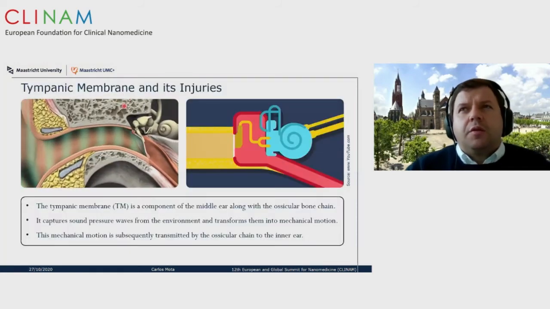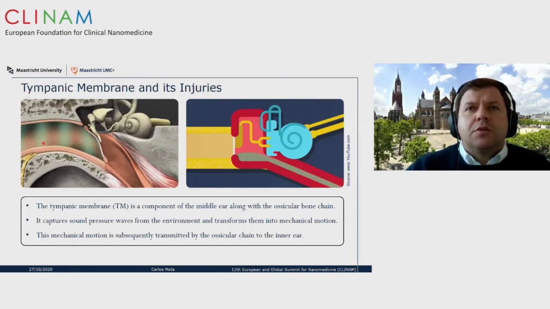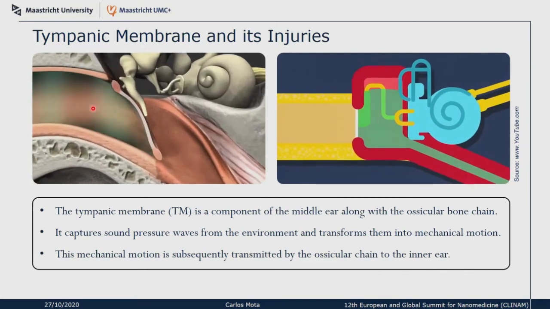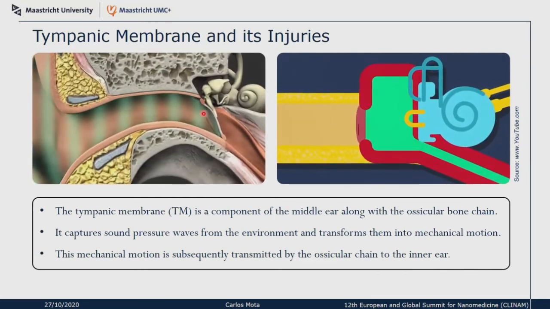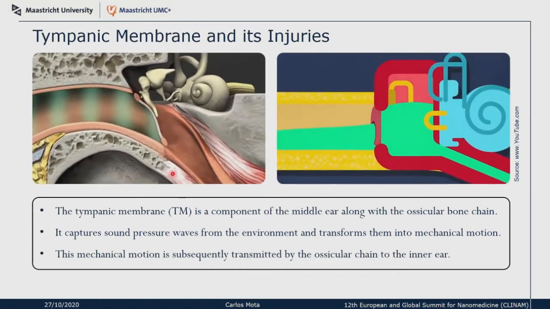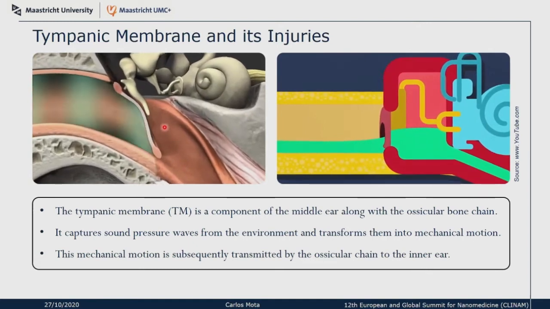So what is the tympanic membrane? The tympanic membrane is a very small membrane that separates the outer ear from the middle ear. It is responsible for capturing sound waves and converting them into mechanical motion that is then transmitted to the cochlea, to be converted into electrical signals so that you have hearing capabilities.